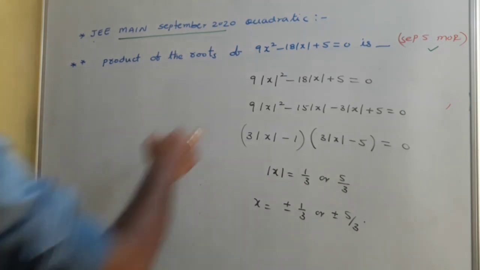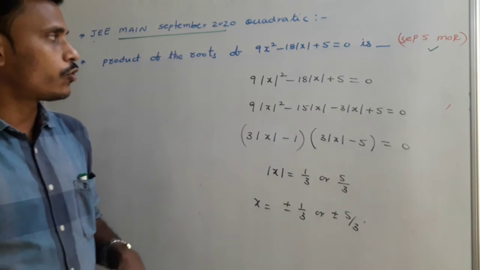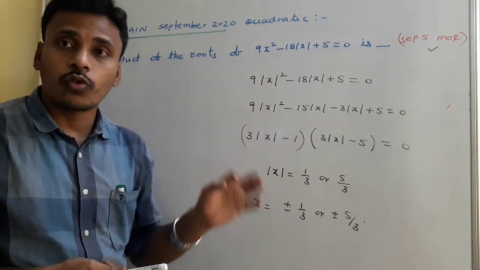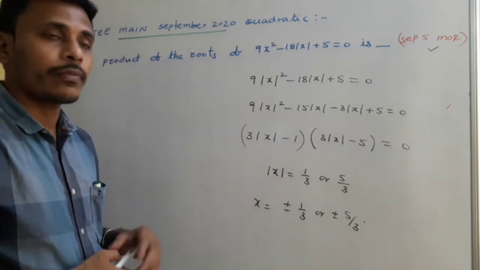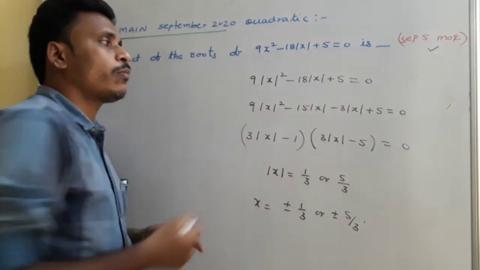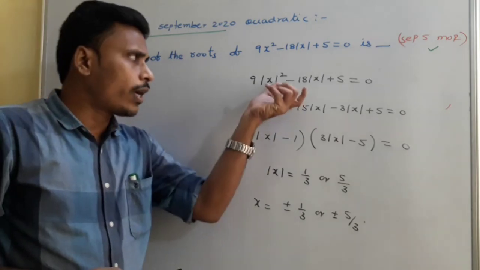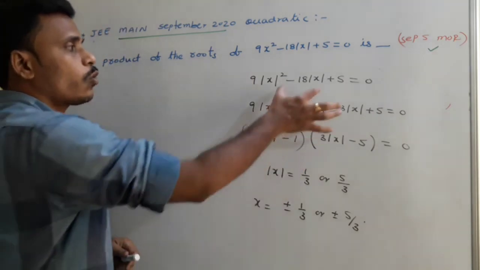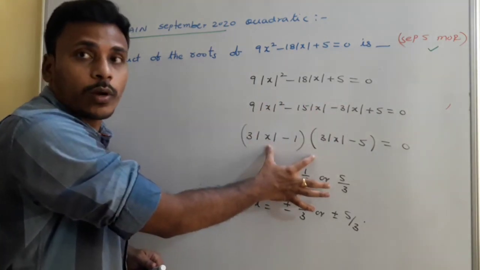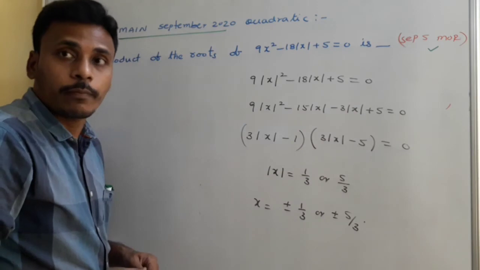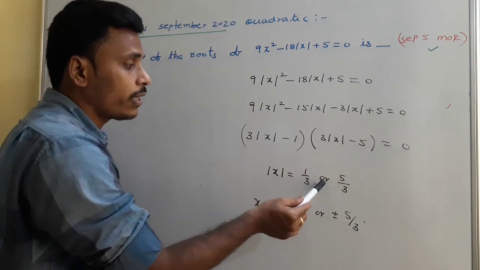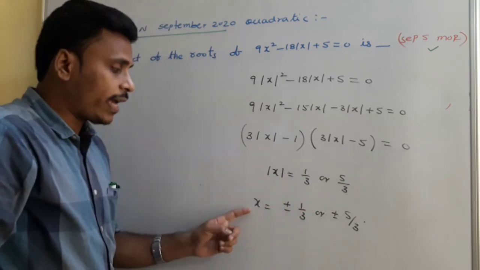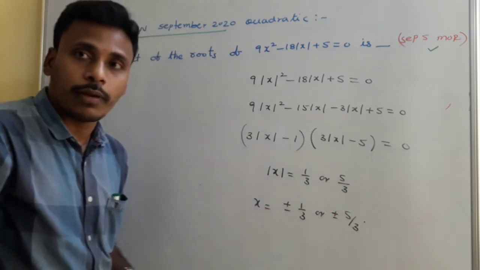So 9x square minus 18 mod x plus 5 is equal to 0. Write this x square as mod x square, because since the square is involved, x square and mod x square are both the same. So 9 mod x square minus 18 mod x plus 5 is equal to 0. See, now look at this. It looks like a quadratic in terms of mod x. When you factorize, this quadratic is simply 3 mod x minus 1 into 3 mod x minus 5. From there mod x is equal to 1 by 3 or 5 by 3. So since mod x is 1 by 3 or 5 by 3, x is plus or minus 1 by 3 or plus or minus 5 by 3.